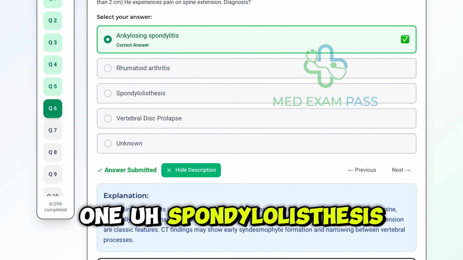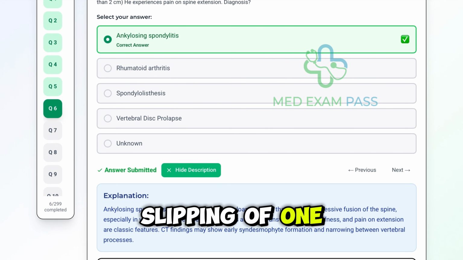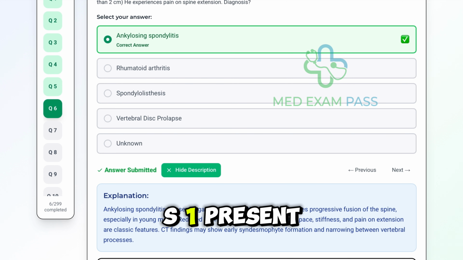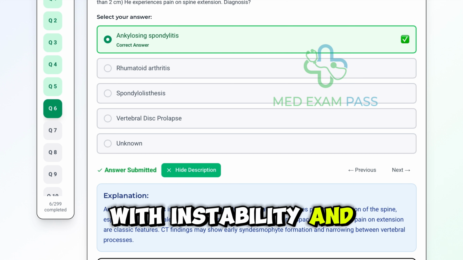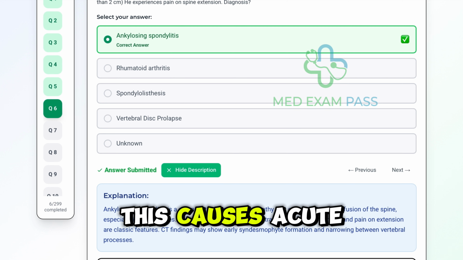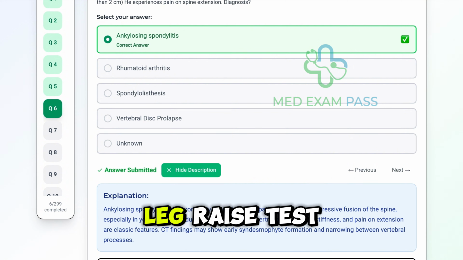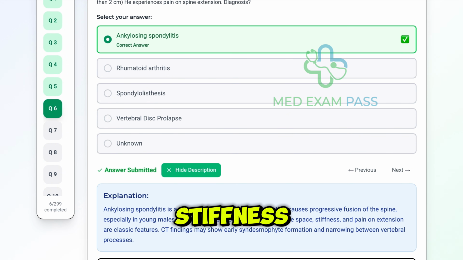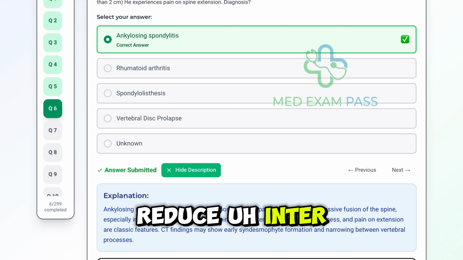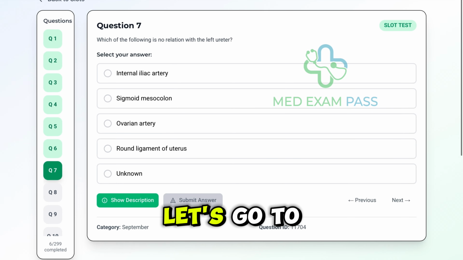Another one, spondylolisthesis, is a forward slipping of one vertebra on another. It is usually found at L5-S1, presenting with instability and radiculopathy, but not progressive fusion. Vertebral disc prolapse causes acute radiculopathy or sciatica-like pain with a positive straight leg raise test, and doesn't cause chronic stiffness, diffuse fusion, or reduced intertransverse space. So ankylosing spondylitis is the correct answer here. Let's go to the next one.